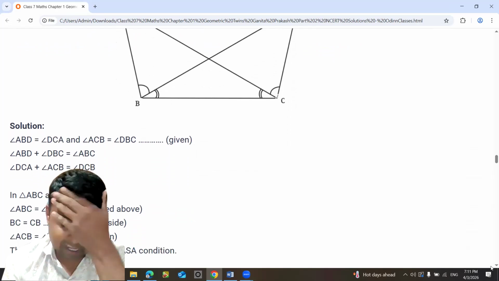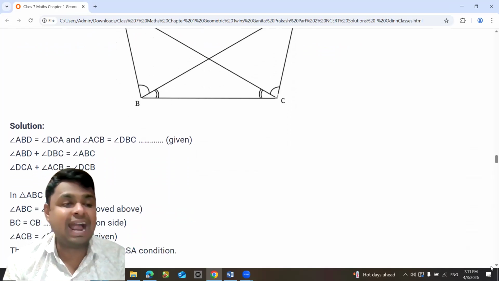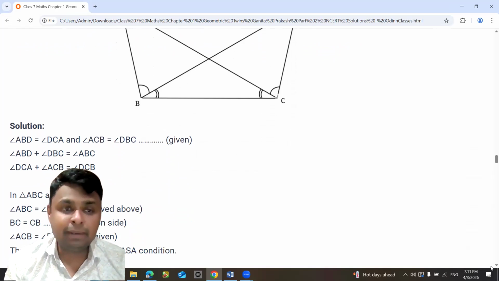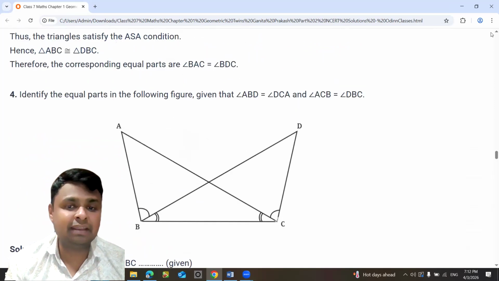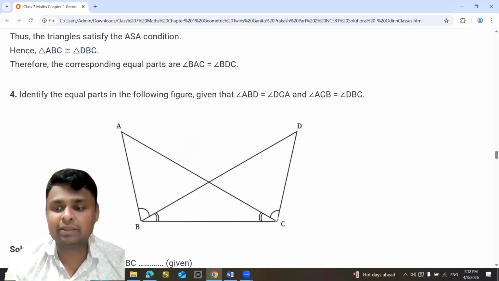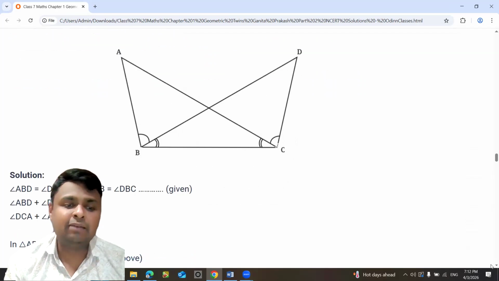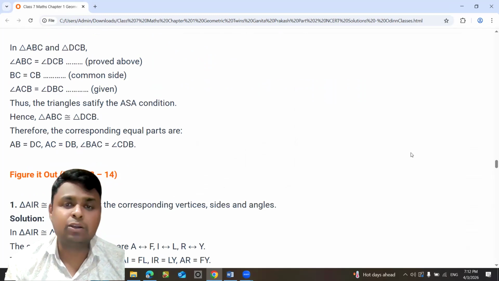If we add the angles ABD and DBC we get ABC. If we add the angle DCA and BCA we get the whole angle, the bigger one. And we'll say that they are congruent. And the common side is there, the base. BC is congruent to BC. So, by the condition angle side angle, the two triangles are congruent.